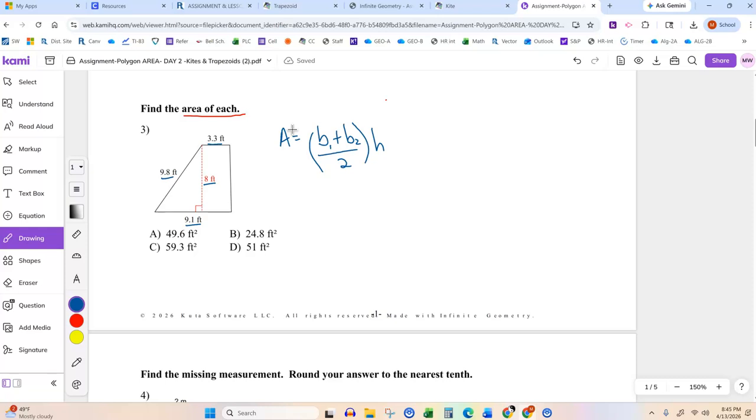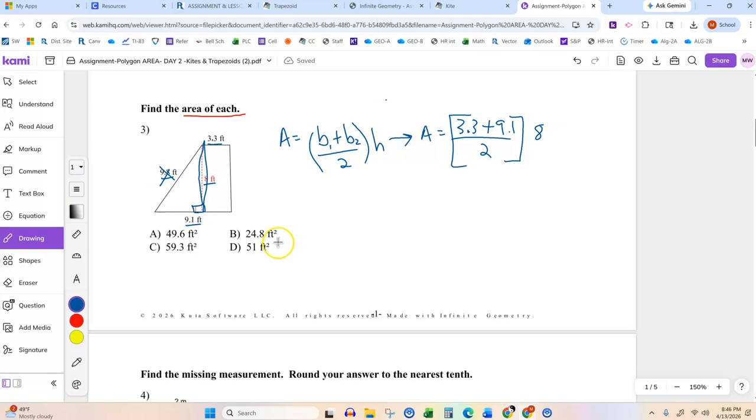So if we have 9.8, that cannot be the base because it's not parallel to the opposite side. But this is parallel to this, these two lines. So that means these are our bases. So I'm going to put area equals 3.3 plus, not multiplication, 9.1 divided by 2, and all that times the height, which you can see forms a perpendicular line here with a right angle in between the two parallel bases. So that is 8. So times 8.